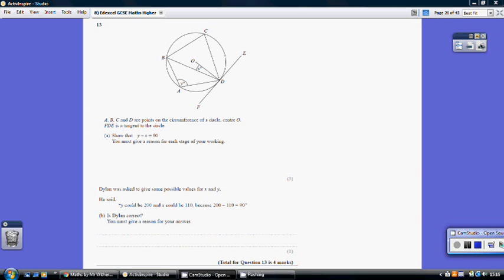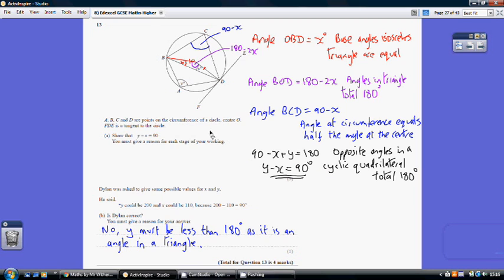Question 13. Now there is an alternative approach to part A where you use the alternate segment theorem, which is absolutely fine, but I'm going to go a bit more back to first principles and a little bit more back to the more common circle theorems. So the first thing I've done is put in the line B to O, creating this isosceles triangle because B to O and O to D are both radii of the circle.